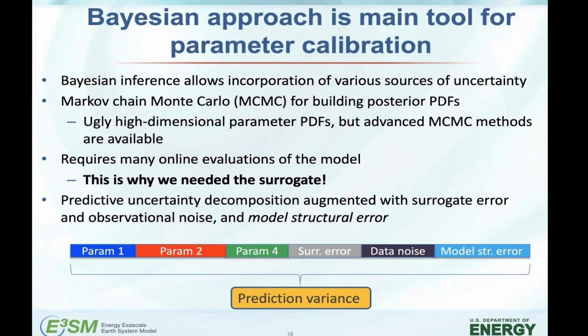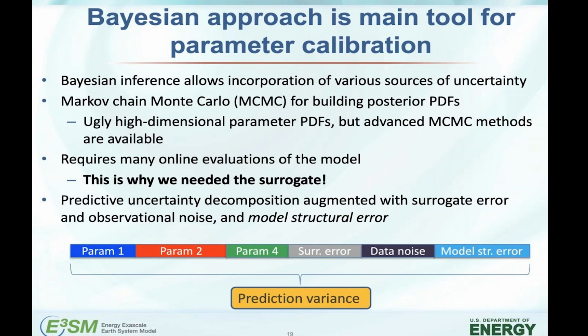It's high dimensional, with quite ugly PDFs, but there are advanced methods available. The most important challenge, though, is that every time we march in the parameter space to try a new point, we cannot afford to run the model online and then compare to the data to compute the Bayesian likelihood, etc. So this is why we needed the surrogate to replace the model and run this calibration online with the surrogate.